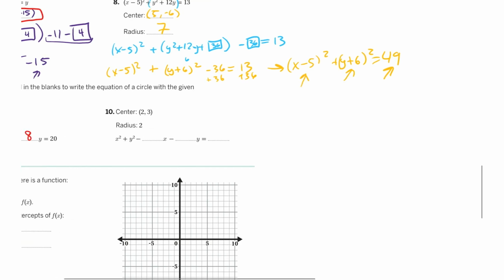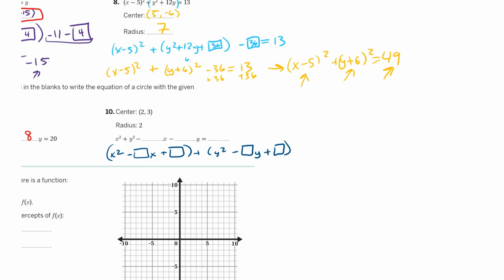So, okay, first of all, center's got to be 2, 3. Radius has to be 2. So in this one here, we have x squared minus something x plus something plus y squared minus something y plus something. So we know that if the center is 2, 3, then I have to have x minus 2 squared and y minus 3 squared. So to do that, I know that this has to be 6, and this has to be, was that 4? Yeah.